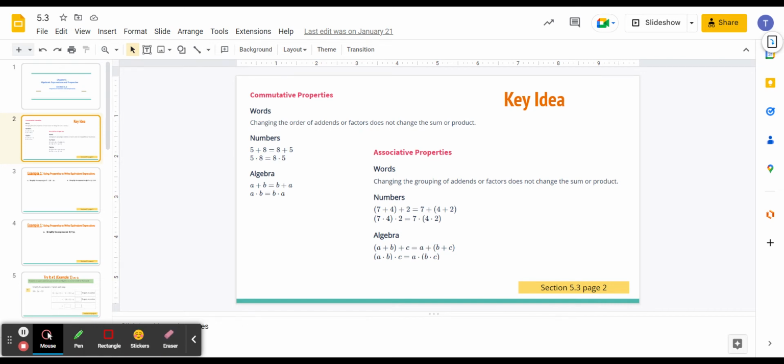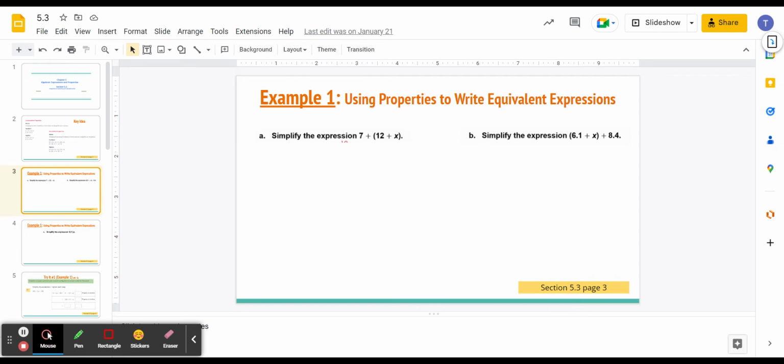Okay, so let's go back to example 1. And we're actually going to do problem A. So write example 1 on your paper. Yep, that's perfect. Okay, so write example 1, write problem A, and rewrite the problem. So we're going to write 7 plus 12 plus x. All right, so it is an addition problem. We do have parentheses.